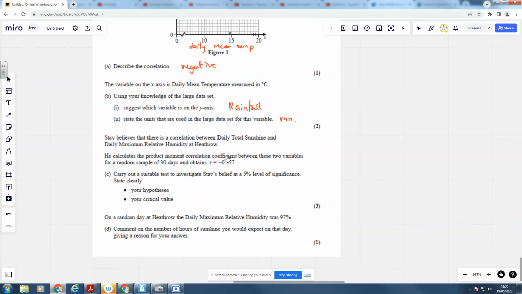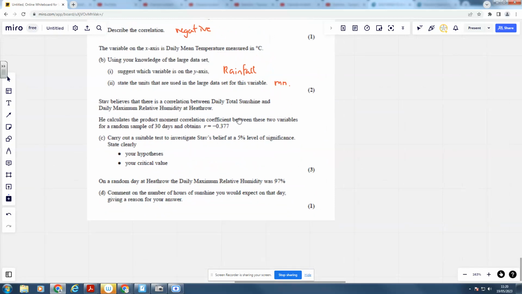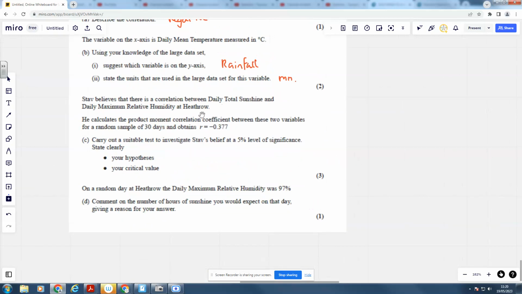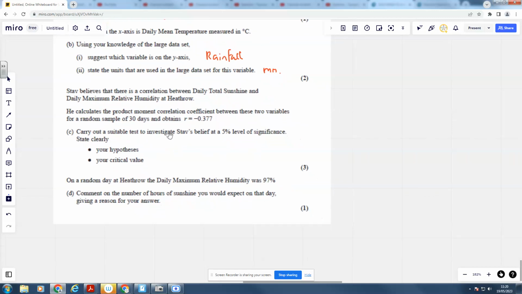Now, Stav believes there's correlation between daily total sunshine and daily maximum relative humidity at Heathrow, and he calculates the PMCC and finds that when n is 30, r is minus 0.377. So clearly, as sunshine goes up, humidity goes down, whereas when humidity goes up, sunshine goes down. There we go. Carry out a suitable test to investigate whether this correlation is true.